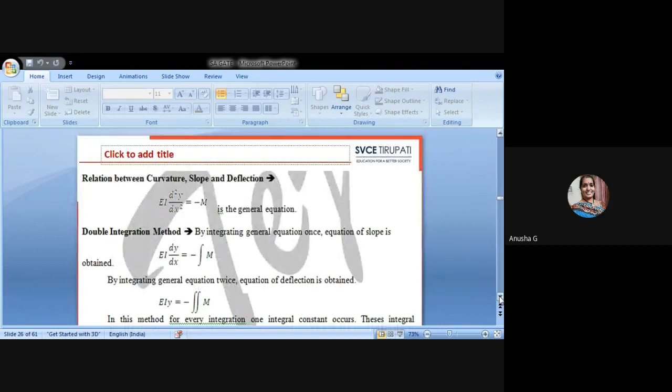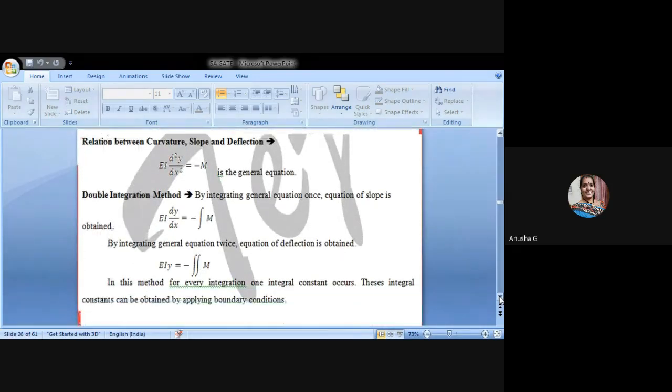Next one is the relation between the curvature, the slope, and the deflection. Our equation is EI d²y/dx² equals minus M. This is the bending equation. This one is already known by all of you, it is compulsory. This is the general equation. Once we double integrate this equation, we get EI dy/dx equals integration of M. Again, we have to integrate the same equation. This dy/dx will change to y. EI y equals minus double integration of M.